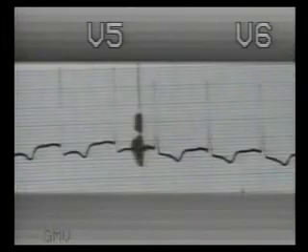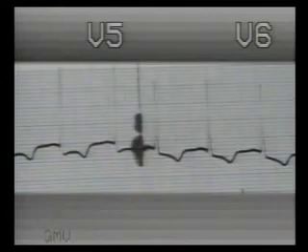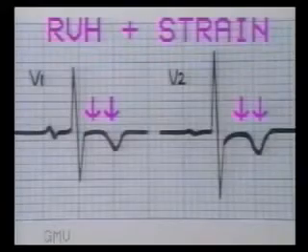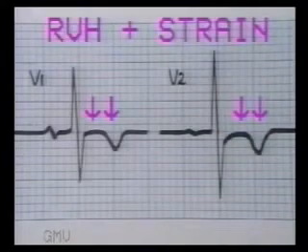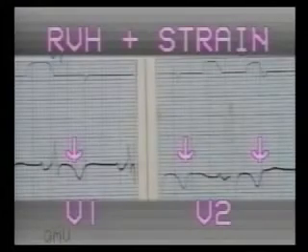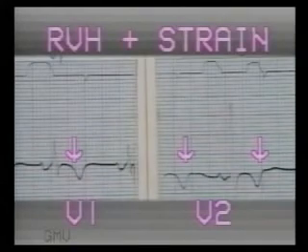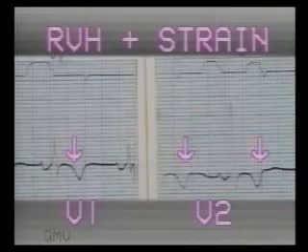This is another case of left ventricular hypertrophy, and note the strain pattern, depressed ST segment and inverted T wave. A similar strain pattern may be seen in right ventricular hypertrophy due to pulmonary stenosis. Leads V1 and V2 will show depression of the ST segment and inversion of the T waves. In this ECG, leads V1 and V2 show prominent R wave of right ventricular hypertrophy and strain pattern with ST segment depression and T wave inversion.